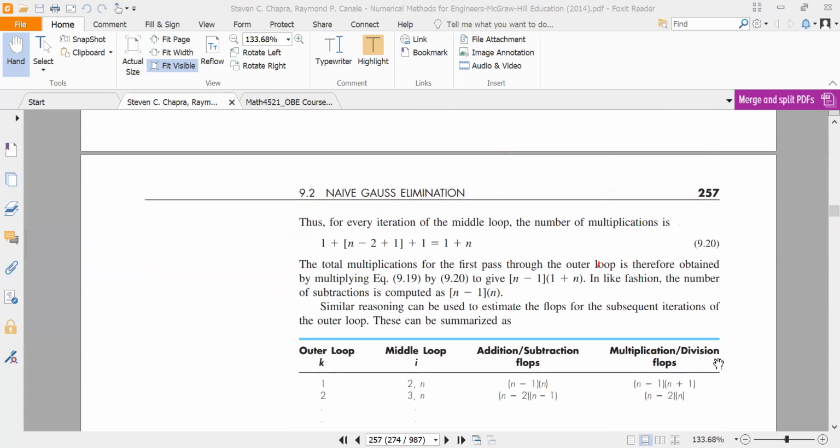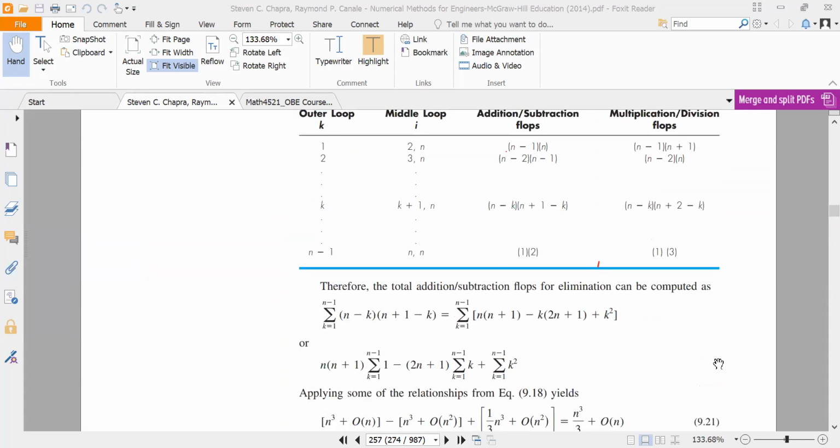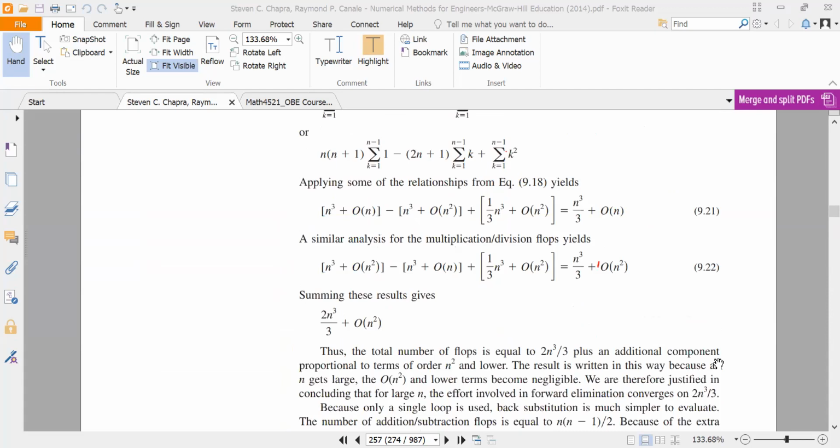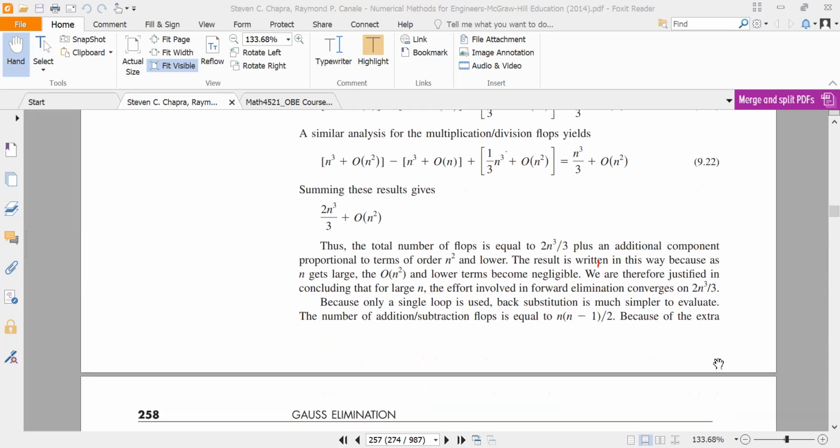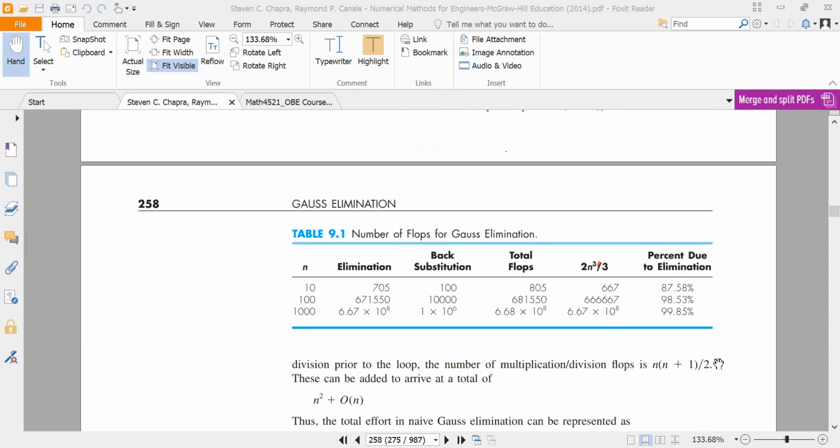You see that the number of flops needed for the Gaussian elimination technique is on the order of n cubed, where n is the order of your equations. So if the number of equations is very large, more than 100, then a huge computational burden will be on the computer. For this reason, in most cases this technique is not used. Okay, this is illustrated there.